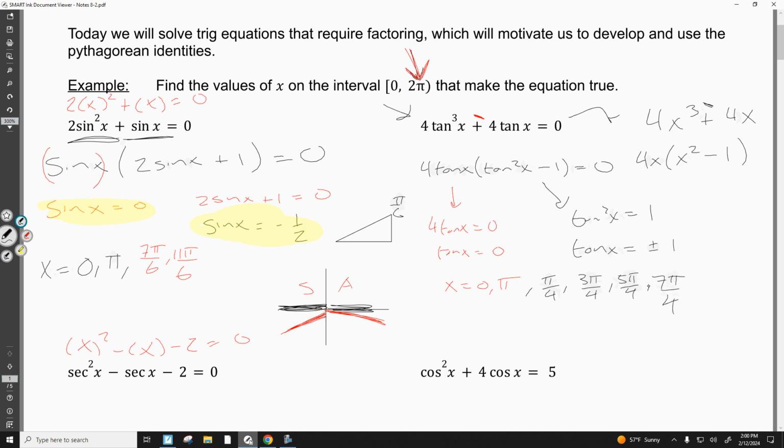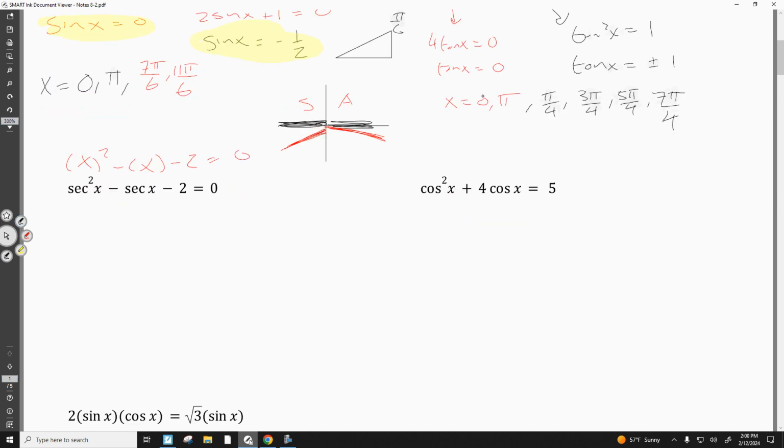Every single one of these angles will make that left side 0. We go to the next guy. Secant squared x minus secant x minus 2 equals 0. Its equivalent form is like x squared minus x minus 2. How did you factor x squared minus x minus 2? It's the two numbers that multiply and add. Go ahead and see if you can factor secant squared x minus secant x minus 2.